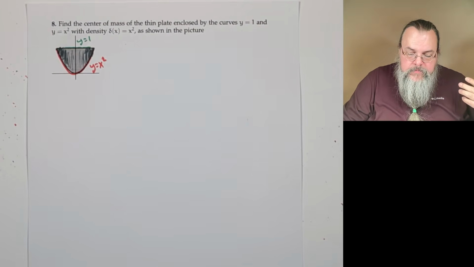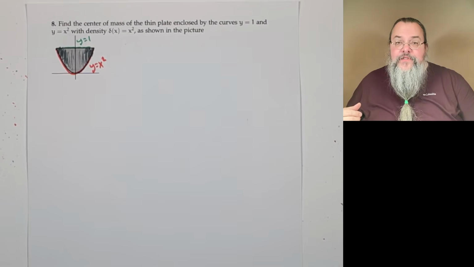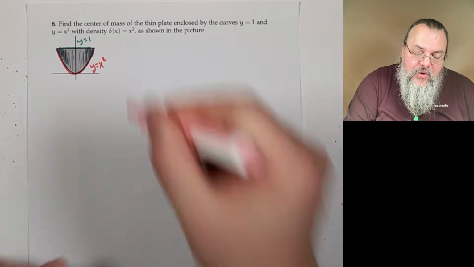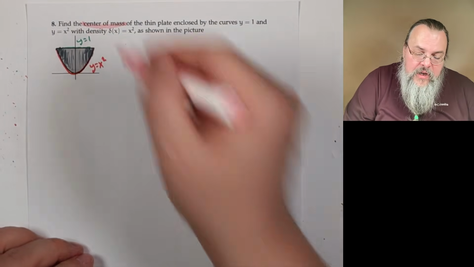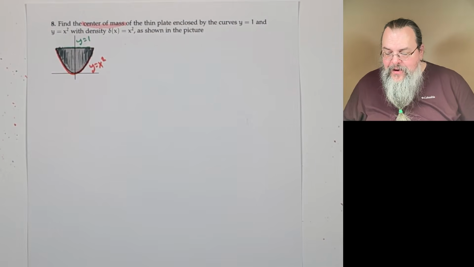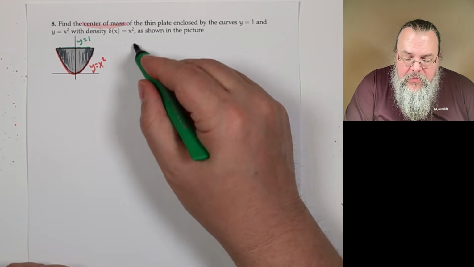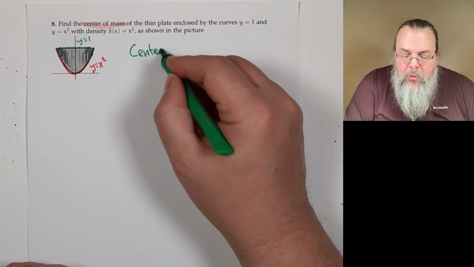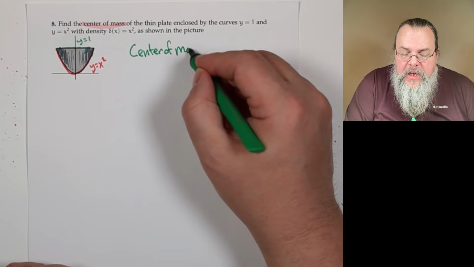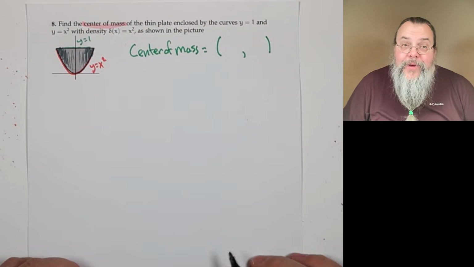Well, it's a two-dimensional region. So when we talk about center of mass, that's a location. In 2 dimensions, that means we need a point. All right, so what can we say about our center of mass? Well, we can get one of the coordinates for free. Which coordinate is a freebie and why?